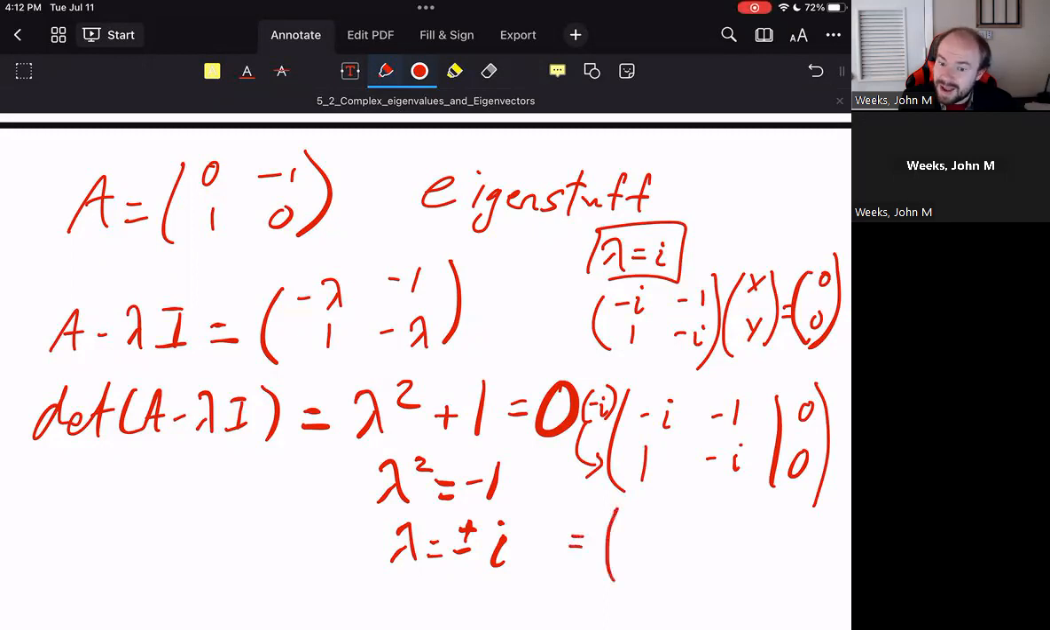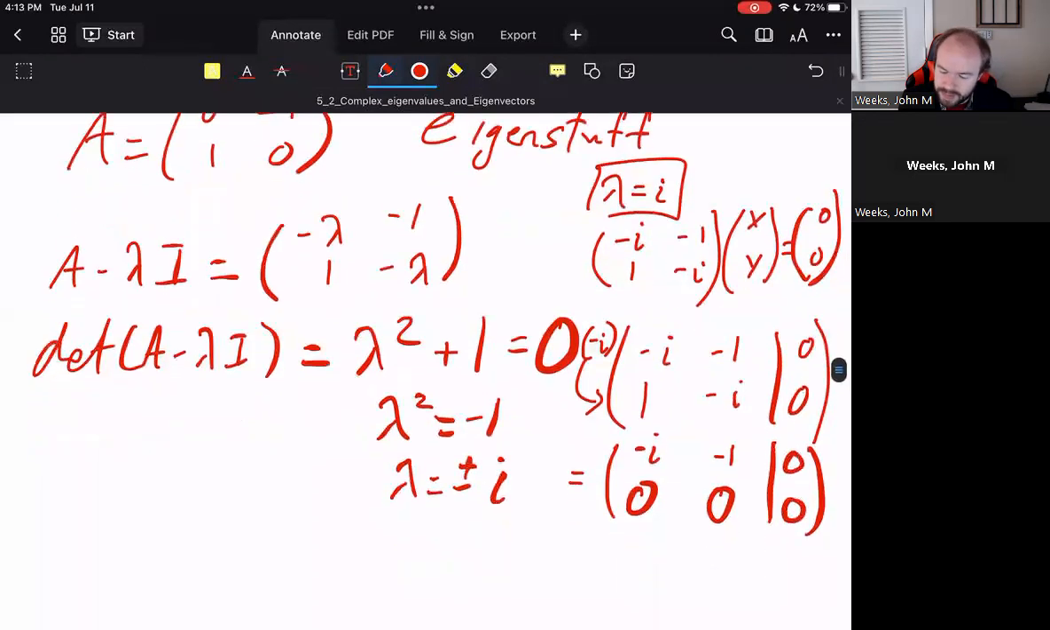Negative i times negative i, by the way, the negatives cancel each other out. So I just have i times i, that's going to be negative 1. So 1 plus negative 1 is going to give me 0. And then negative 1 times negative i is just going to give me i. The negatives cancel each other out. So I'm going to have negative i plus i. That's going to give me a 0 down here. So I get negative i, minus 1, 0 as my matrix after going through and doing all of that.